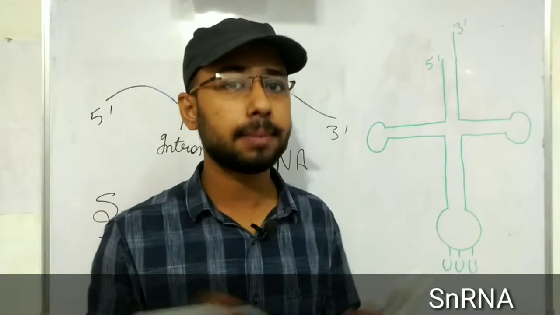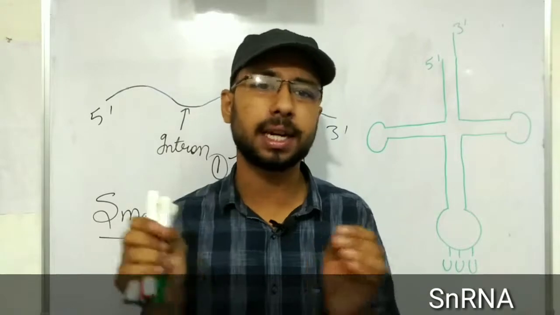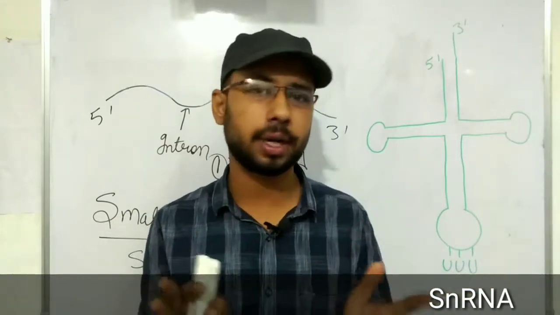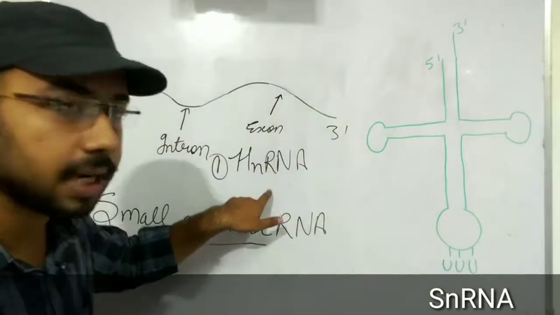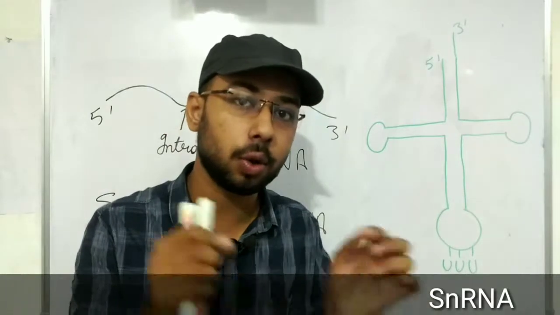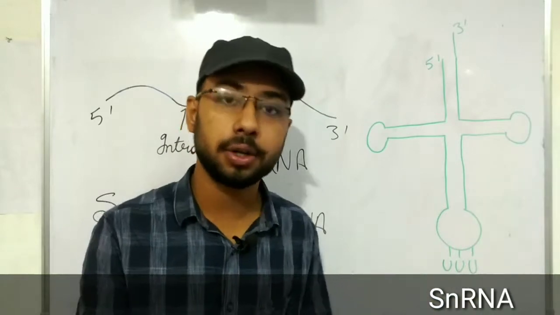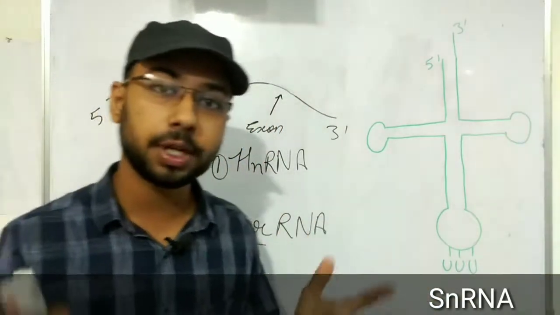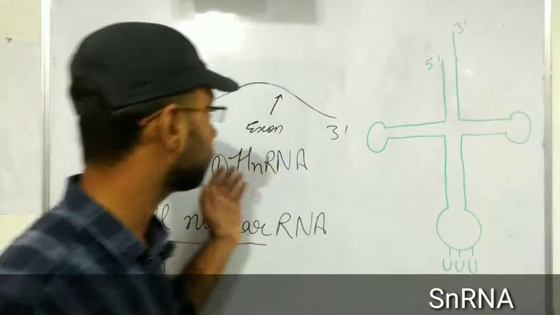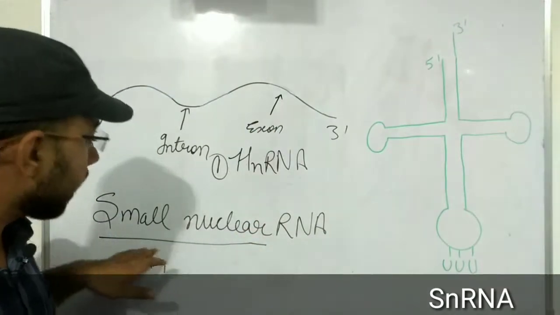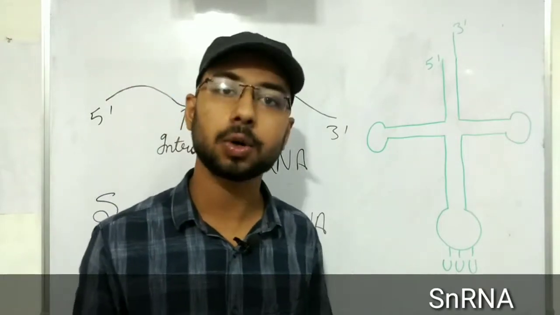Firstly, it is of a small size. It is just about 135 nucleotides long. If we talk about HnRNA, it is about 4,000 to 40,000 or 50,000 base pairs or nucleotides long. It's a very big number and such a size is why it is unstable also. But SnRNA is a stable RNA. It contains the coding region only.